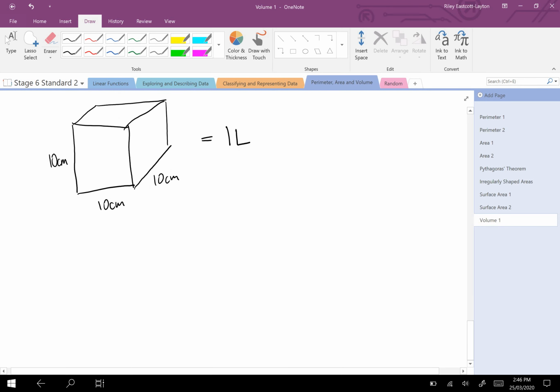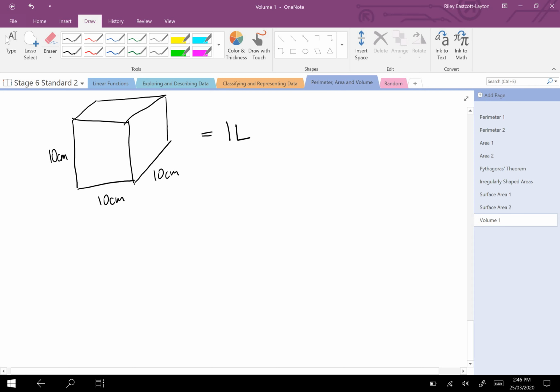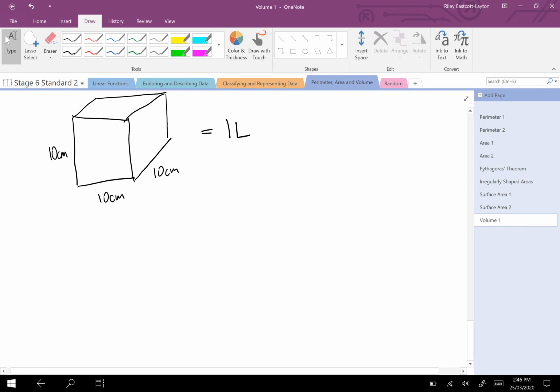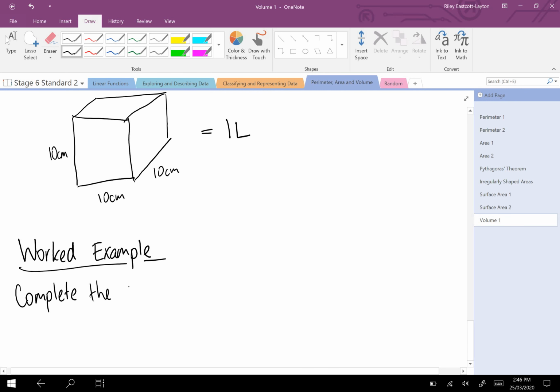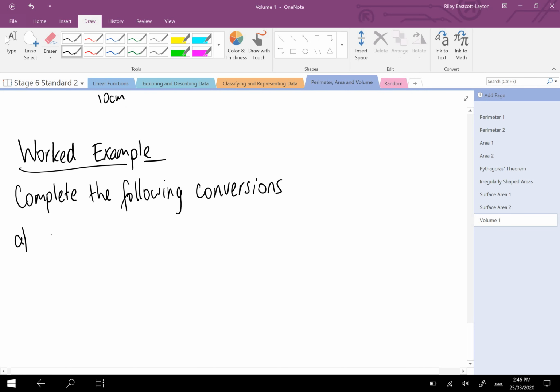So if we were going to complete some conversions, we've got a worked example. The worked example says, complete the following conversions. So for this first bit, we've got 50 mil is how many centimetres cubed?